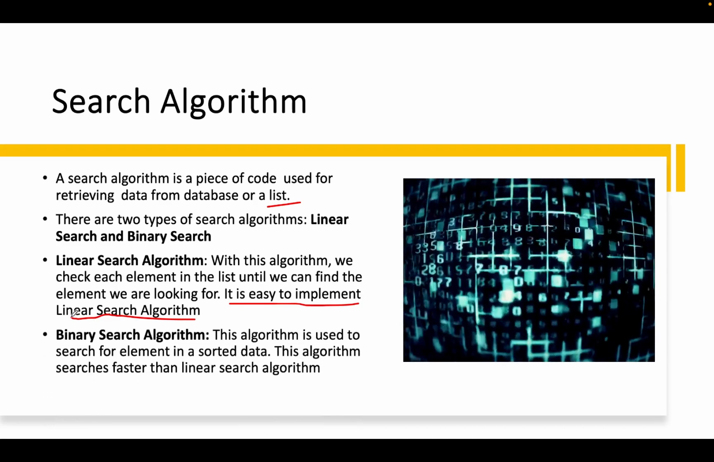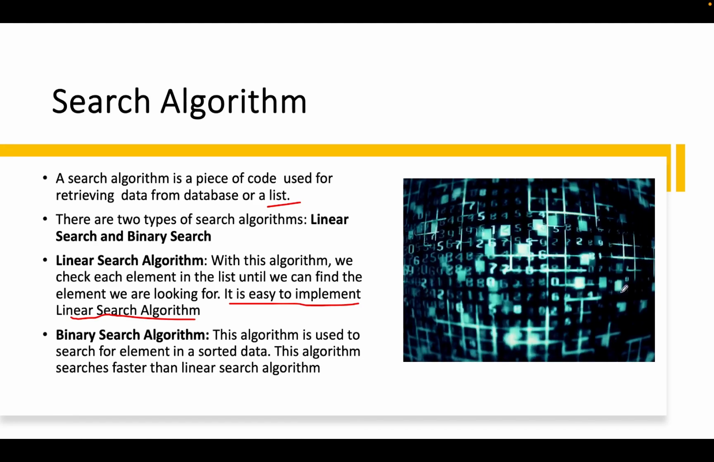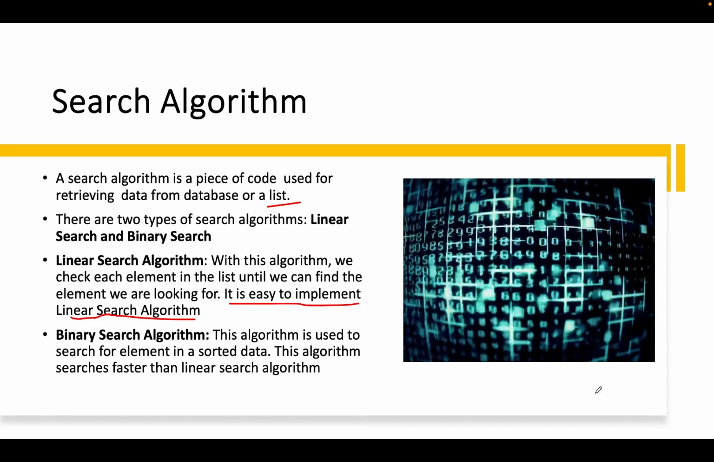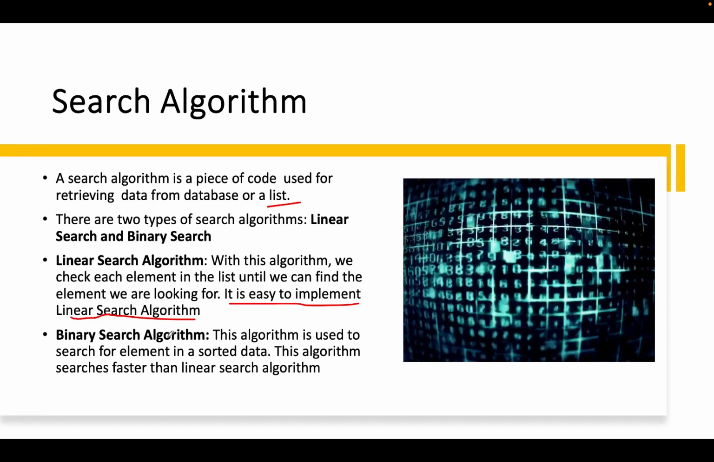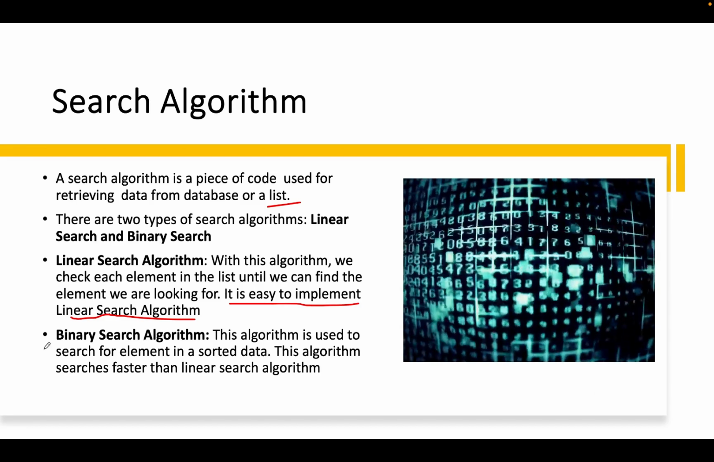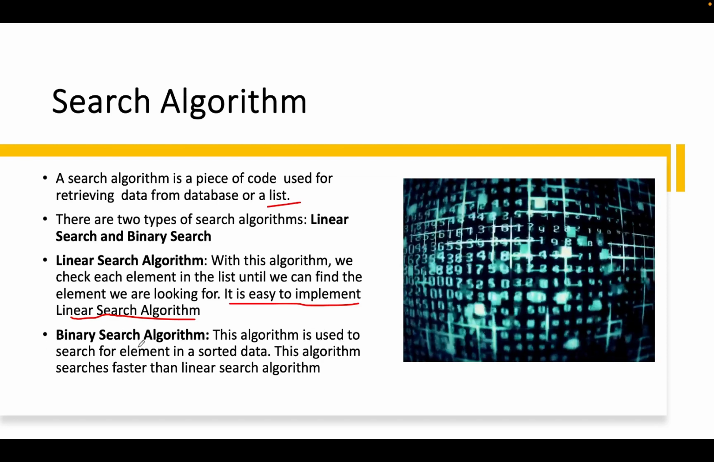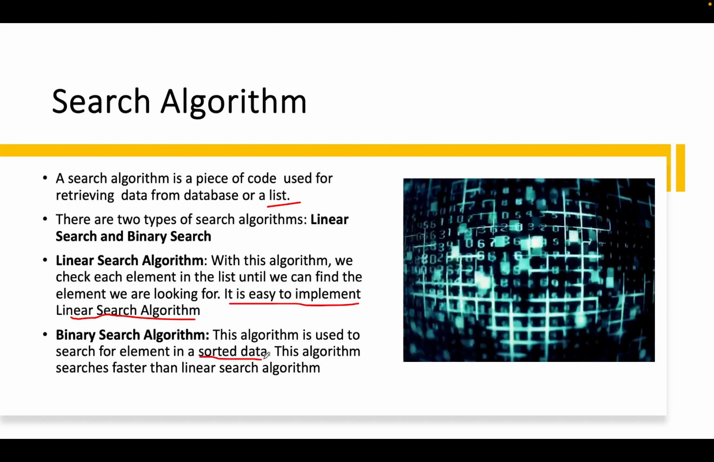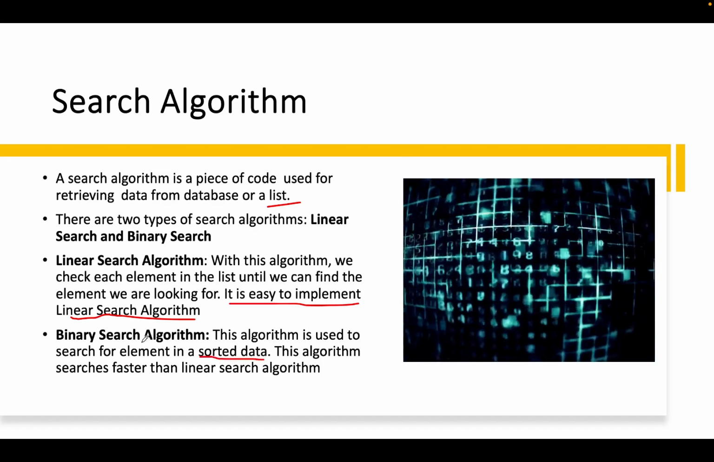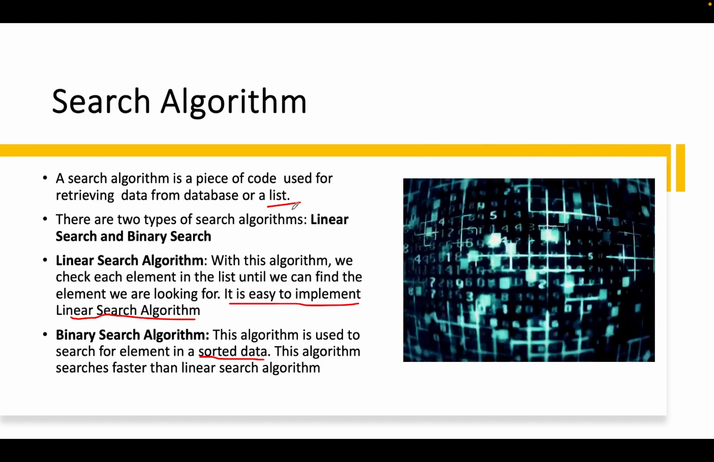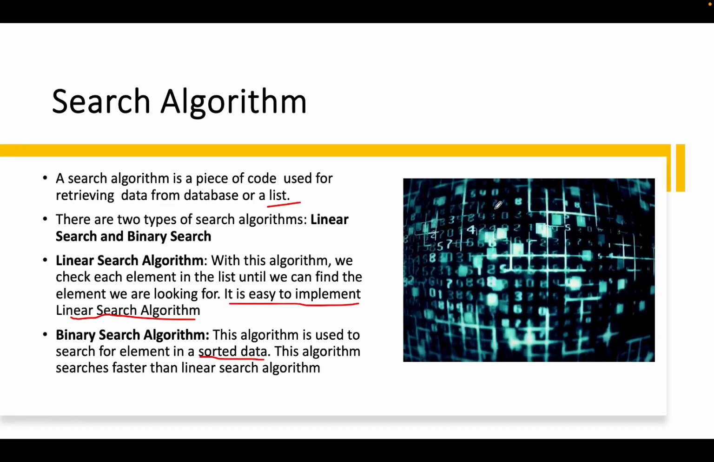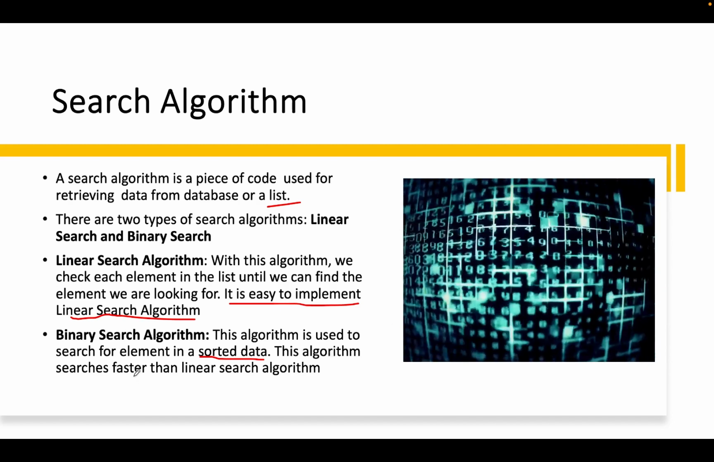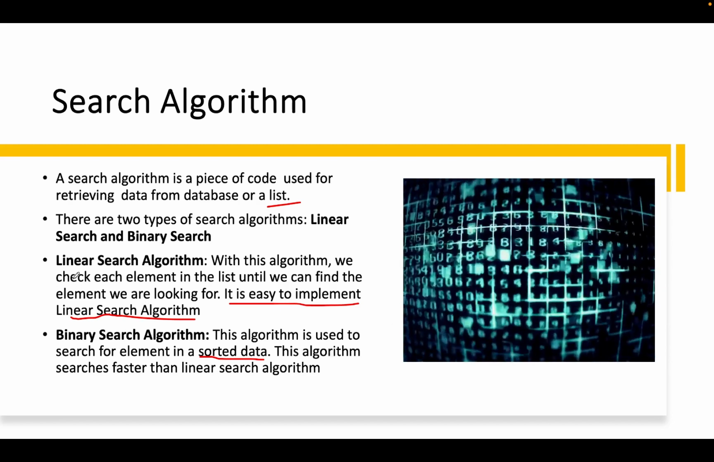The next one is the binary search algorithm. Yeah, this one is fast, but it's difficult to implement. So I won't show you guys how to implement this one, so that you don't get confused, right? But this algorithm is used to search for elements in a sorted list. So for you to use binary search, your list must be sorted before you use it, right? This algorithm is much faster than the linear search algorithm.